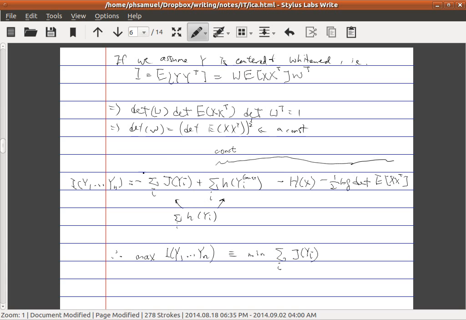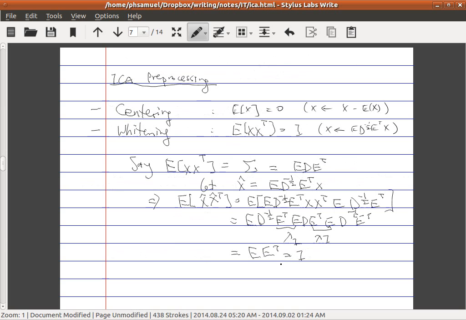And besides the first term here, all the rest of the terms are basically constant. So therefore, maximizing the left-hand side, the mutual information, will be the same as minimizing this first term here, basically the sum of the negentropies. So now we can start talking about the FastICA algorithm.